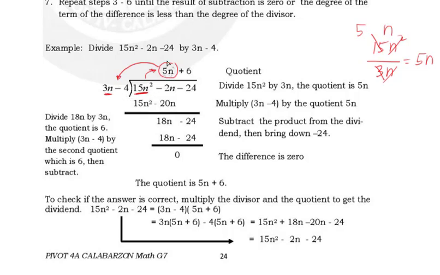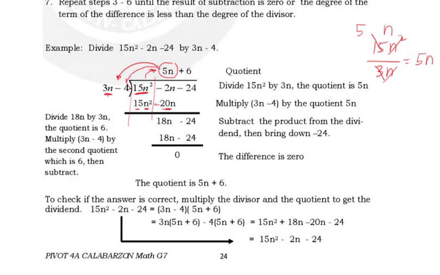So, 5n times 3n. What is 5 times 3? It is 15. N times n is n squared. So, you will place that under its similar term. And then the next is 5 times negative 4, which is negative 20. N times 1 is n. So that is why it became 20n.